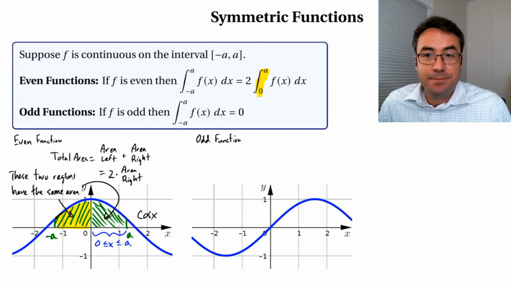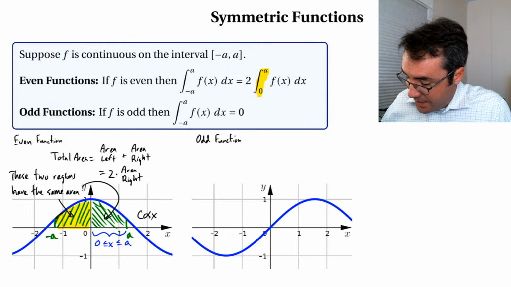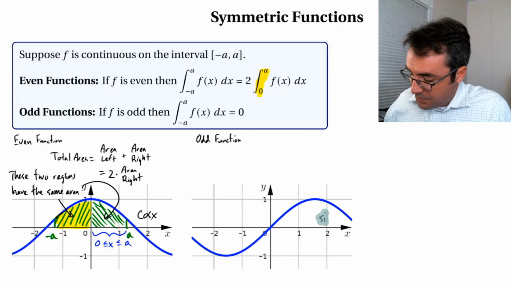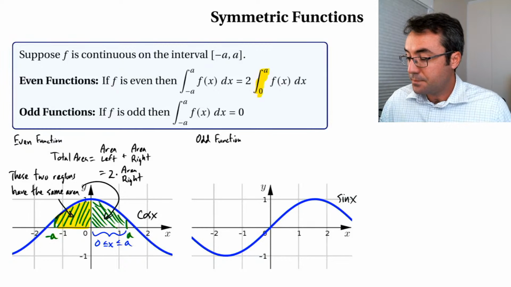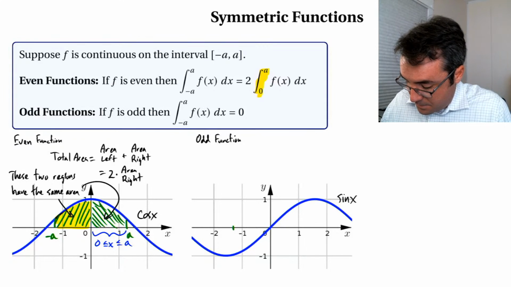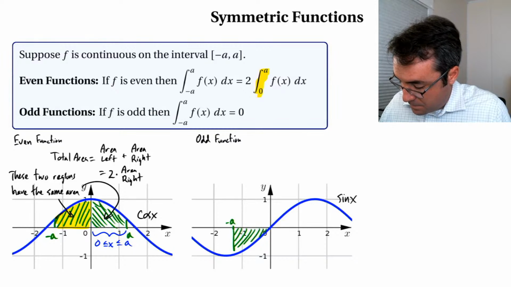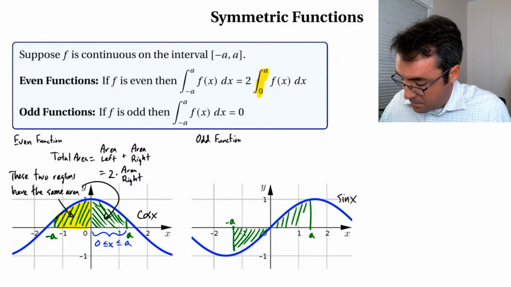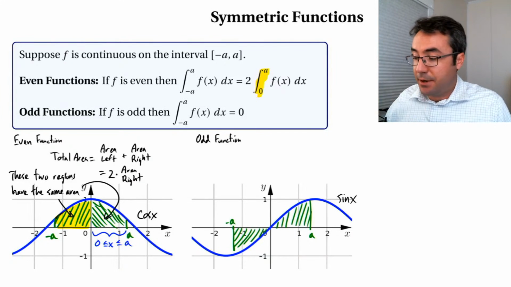Now for an odd function, we're going to see the opposite happen. One of our more common odd functions that we encounter is sine. So sine is an odd function, and that's what we have graphed here. This is our sine function. If we were trying to integrate the sine function from negative a to positive a, what we'd see is that we have two regions with the same area.